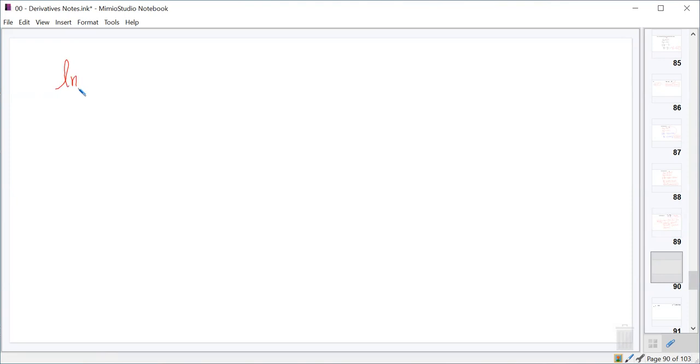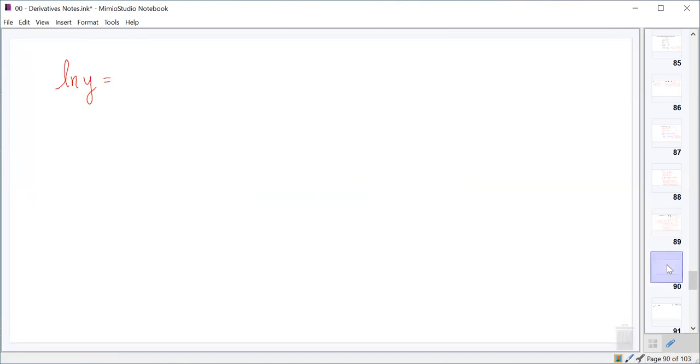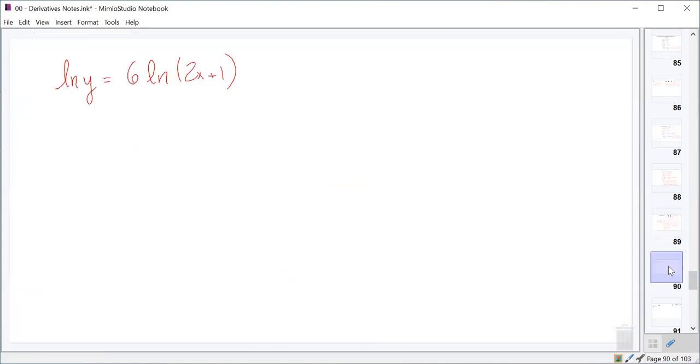So we should have a natural log of y is equal to, and our first term in the numerator was 2x plus 1 to the 6th, and we know that's going to become 6 natural log of 2x plus 1. So we're going to have 6 natural log of 2x plus 1. And we said the other one was going to become 1/2 natural log of 5x plus 3. So we'll have plus 1/2 natural log of 5x plus 3.